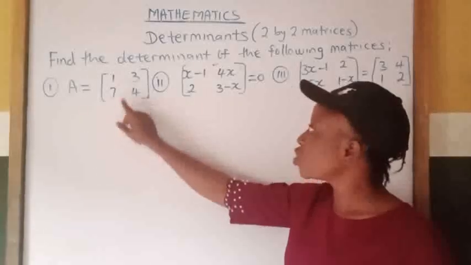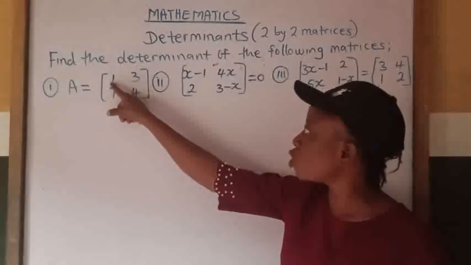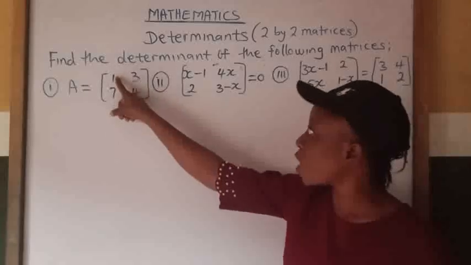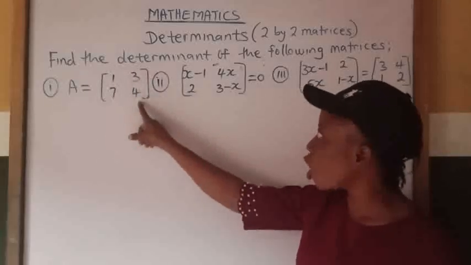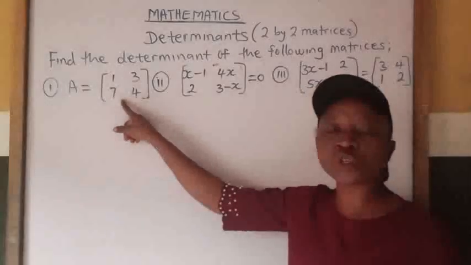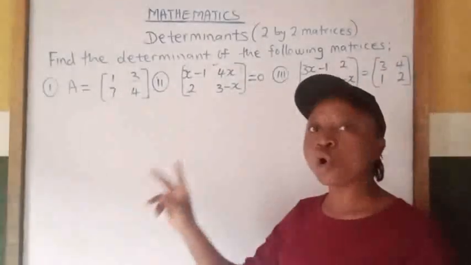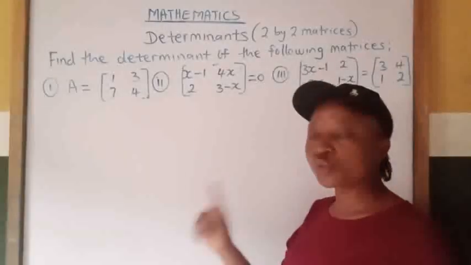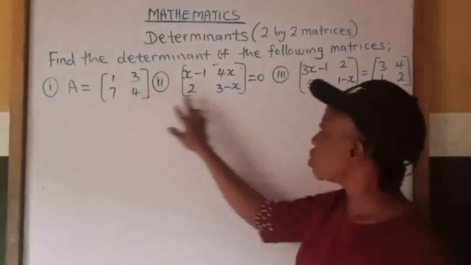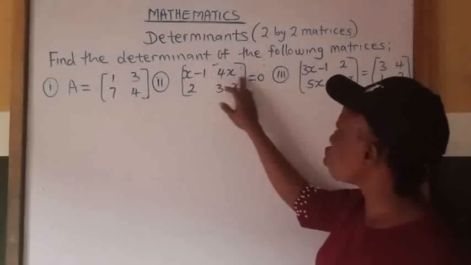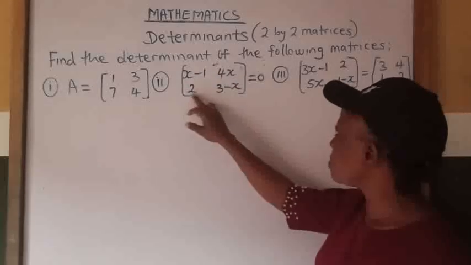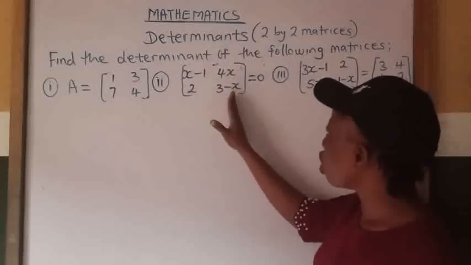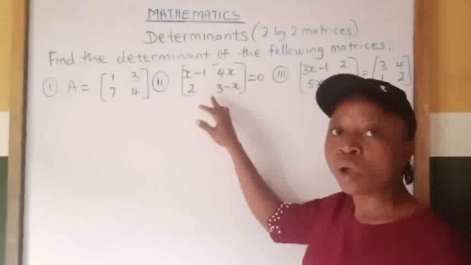in columns. So this one consists of two rows. This is the first row, this is the second row. This is the first column, this is the second column. So this one consists of two rows and two columns, so we call it a 2 by 2 matrix. This one also consists of two rows. This is the first row, this is the second row. This is the first column, this is the second column. So this is a 2 by 2 matrix.